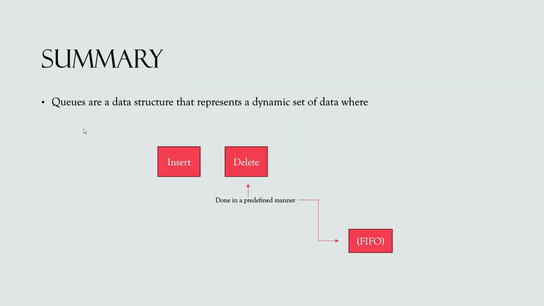So now I'm just gonna give you a little summary or a rundown of what we just went over in more of a picture form. So queues are a data structure that represents a dynamic set of data where insert and delete, so remember, enqueue and dequeue, are done in a predefined manner, which is called first in, first out.